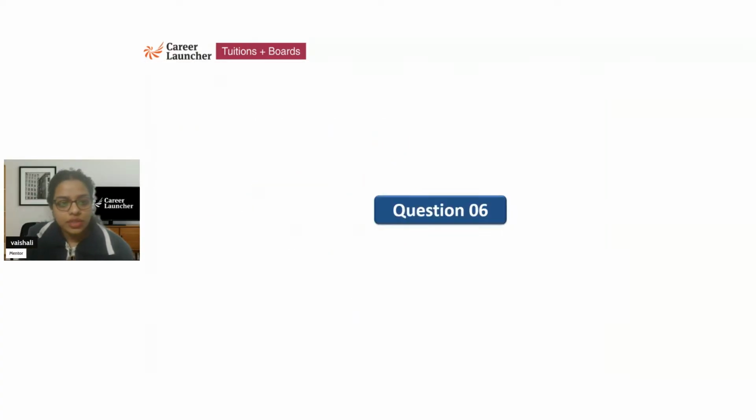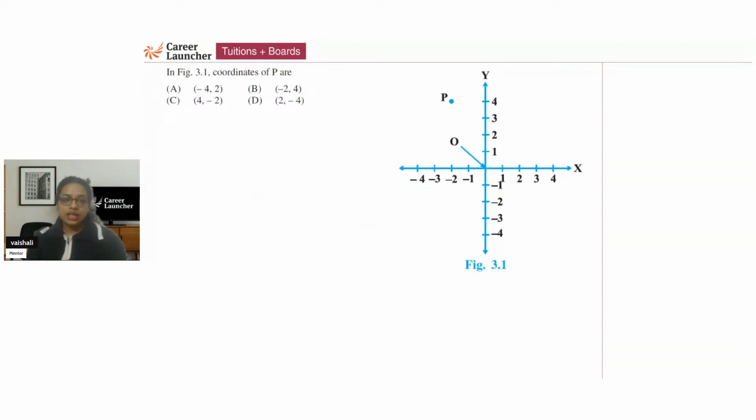Now let's move on to the next question, which is question number 6. In figure 3.1, coordinates of point P, okay, so this is the point P that you can see here, are. If you see, if I draw a straight line corresponding to it, -2 is the x coordinate and y is equal to 4 is the y coordinate. So simply put them down in the ordered pair form. So (-2, 4), which is option number B, is going to be the correct answer.